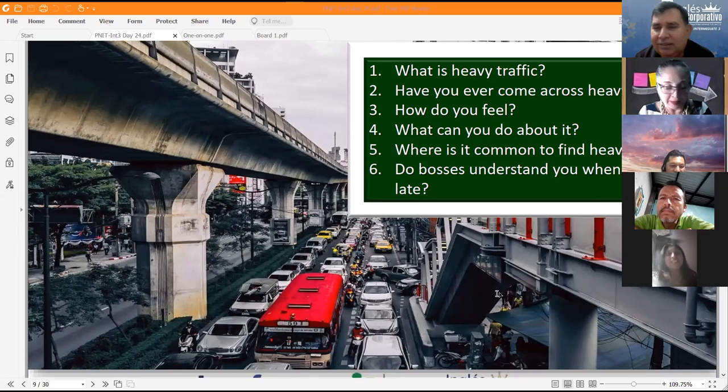Yes. But what happens if you leave home early? There is an accident, or simply for whatever reason they decided to close one lane, and all of the cars are moving only on one lane, so they are moving very slowly. So it's not your fault, but in the end, it's your problem. Yeah, exactly. But blessed the bosses who understand, right? Blessed the bosses who understand, but not all of the bosses understand. And that is unfortunate.